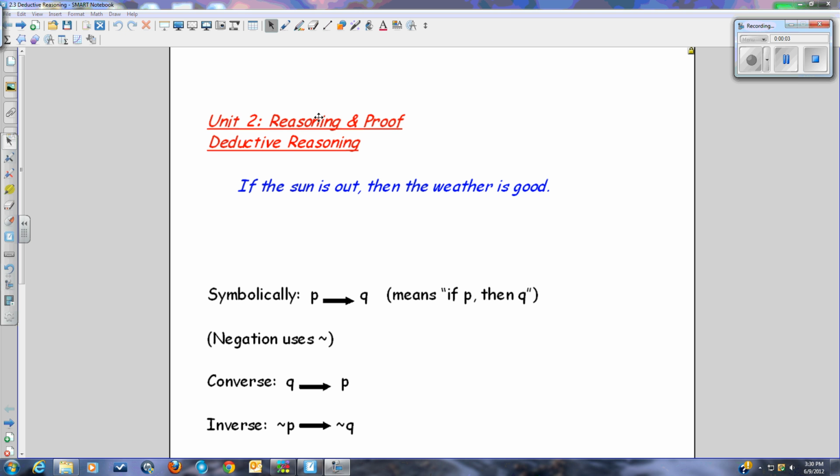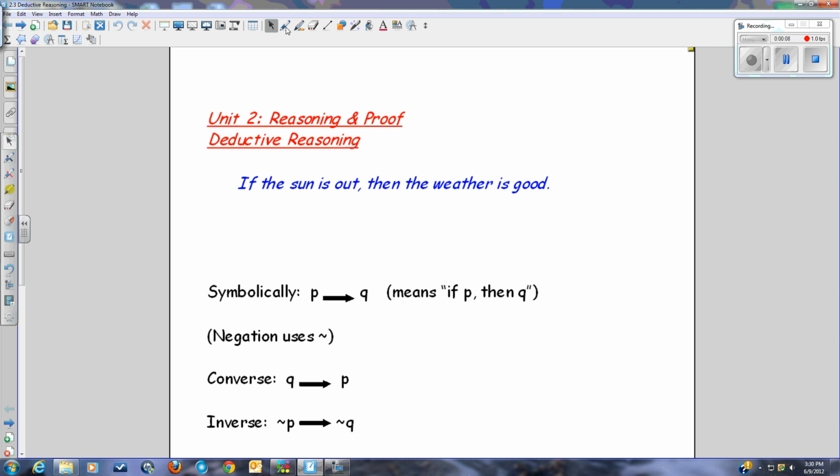Today's video deals with deductive reasoning. We're going to look at the conditional statement, if the sun is out, then the weather is good. Now, the sun is out is our hypothesis. And the hypothesis we represent with the letter P. The weather is good is our conclusion, and we represent that with Q.